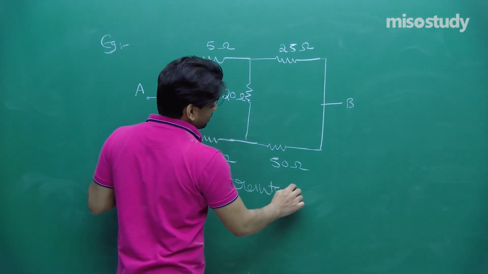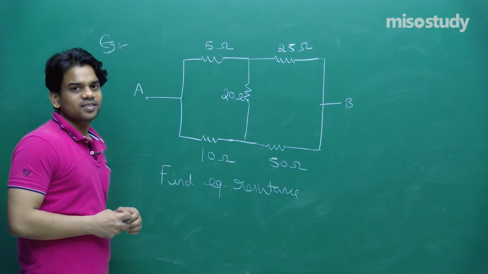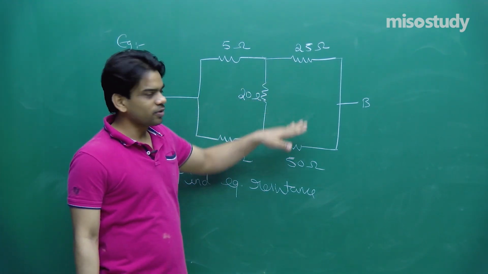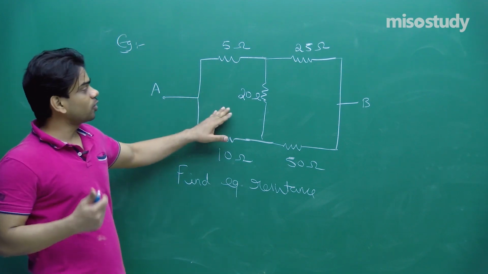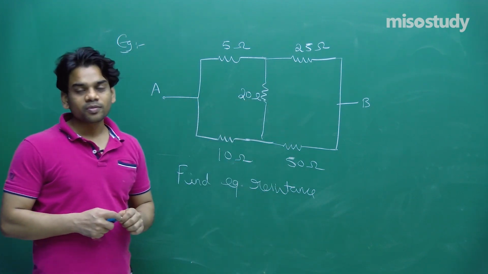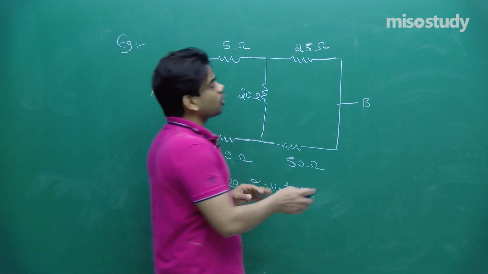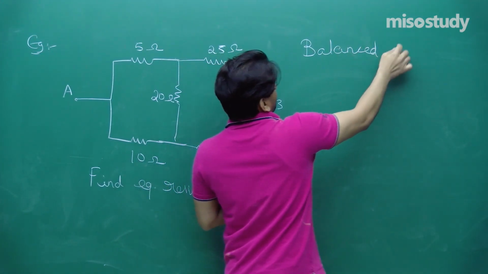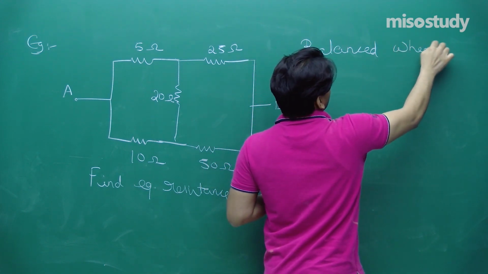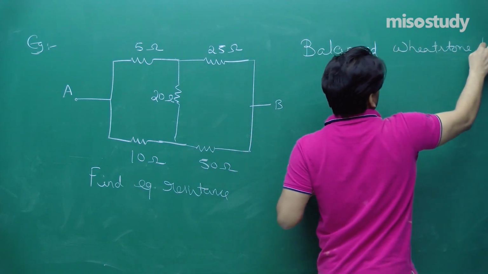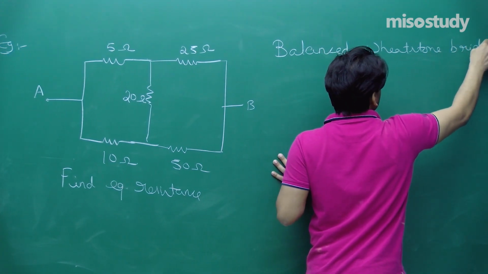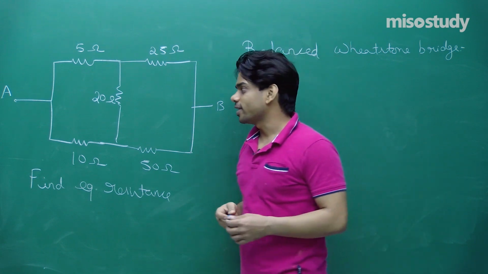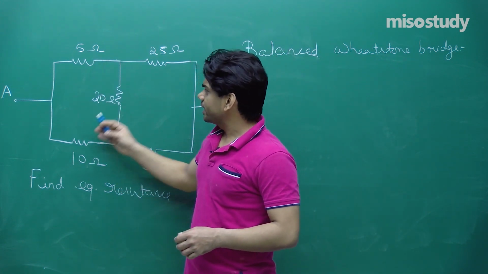For equivalent resistance, first of all you check whether you can identify it as a series combination or a parallel combination. But you can see 5 by 10 is equal to 25 by 50. Both will be 1 by 2. 5 by 10 is 1 by 2, 25 by 50 is also 1 by 2. So we can see that it's a case of balanced Wheatstone bridge. So how can you further go ahead? It's a balanced Wheatstone bridge because 5 by 10 is equal to 25 by 50.